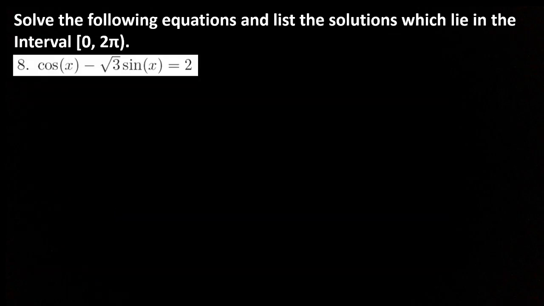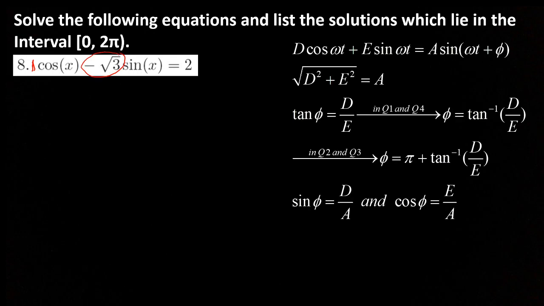So let's do an example. Here our d is 1, and our e is negative square root of 3. So that's what we want to do. You see the formulas from the previous page. A is that, and remember tangent phi has to be d over e, and the calculator of course gives us only one answer, but we might be in another quadrant, so we have to have that too.